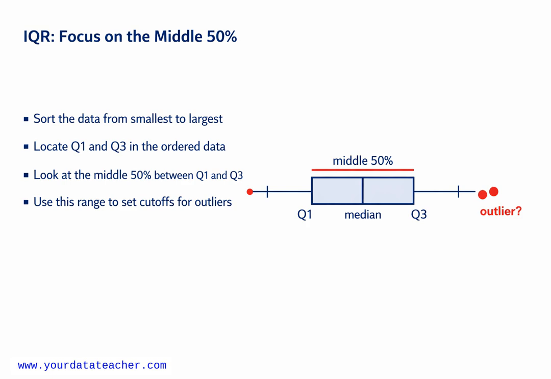Second, we find the two special points, Q1, the first quartile, and Q3, the third quartile. Q1 marks the boundary of the lowest 25%. Q3 marks the boundary of the highest 25%. The median sits in the middle of the box. Third, we look at the distance between Q1 and Q3, called the Interquartile Range, or IQR. It tells us how spread out the middle 50% of the data is. Finally, we use this IQR to define lower and upper bounds. Any value far beyond these whiskers can be flagged as a potential outlier.